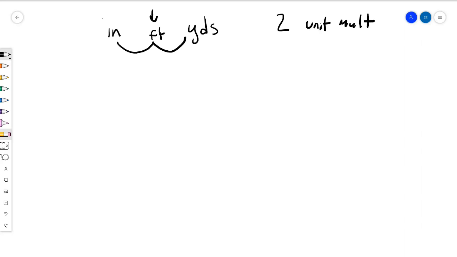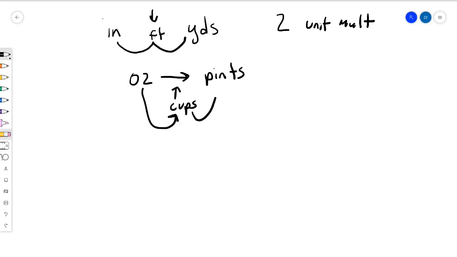So in my example, I'm going to go from ounces to pints. These are liquid measures. Well, ounces, honestly, can be a measure of weight as well, but I'm talking about liquid measure here. I want to go from ounces to pints, and I want to put cups in between. So I want you to go from ounces to cups to pints.